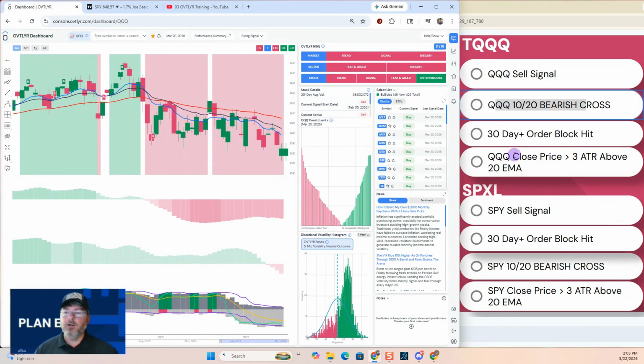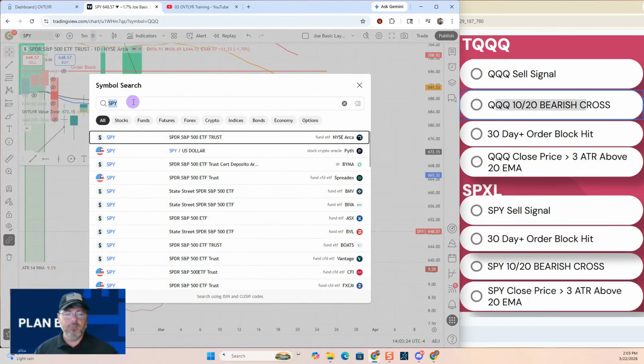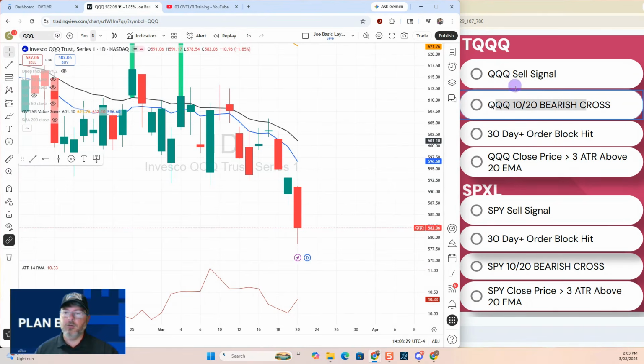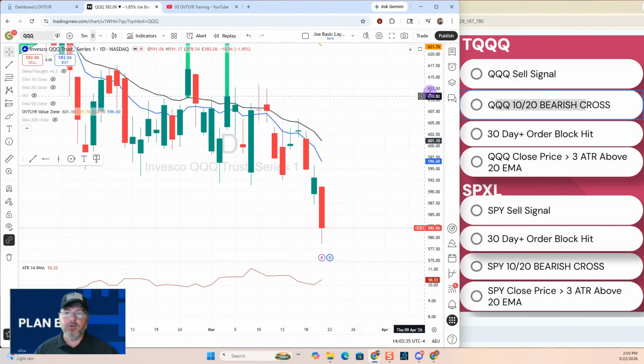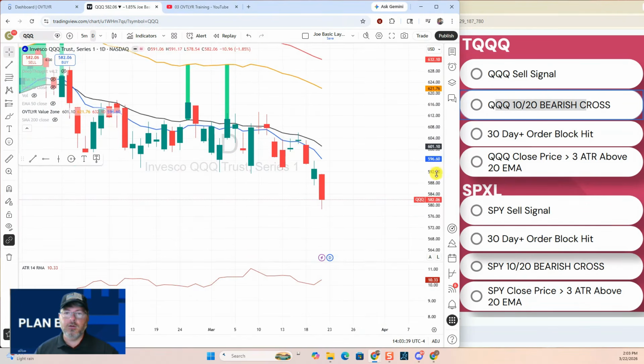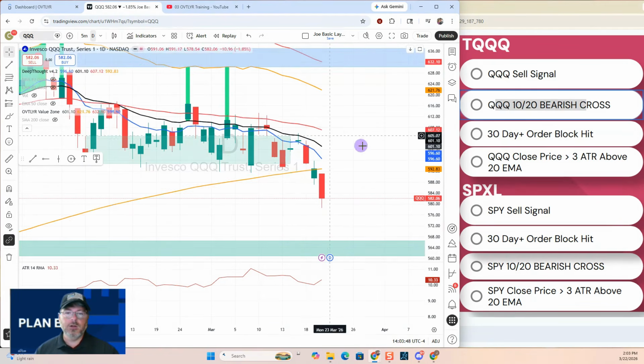For order blocks and close price, we need to go back to TradingView. We need to type in triple Q because this is based on triple Q's signals. We need to look at the value zone for triple Q. Okay. The question is, did we hit a 30-day order block? Let's open up the order blocks. We are nowhere near an order block.